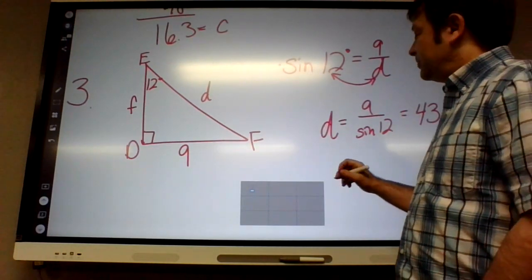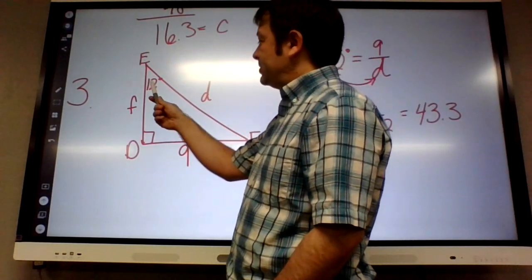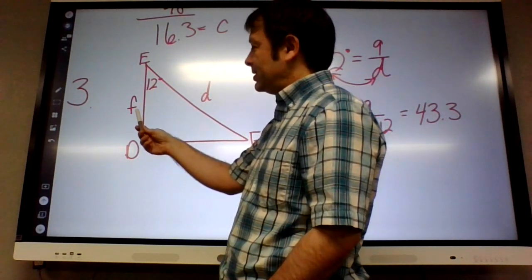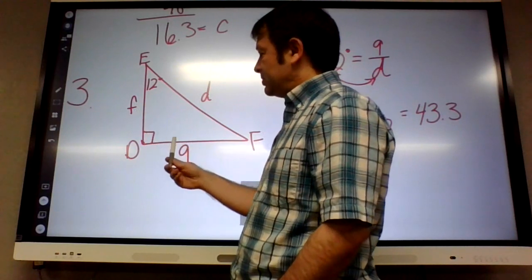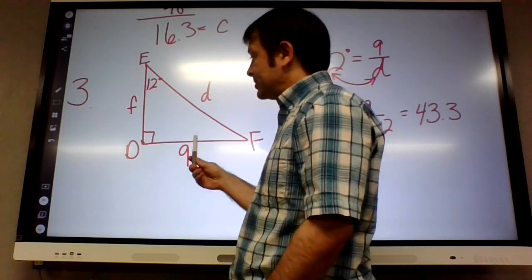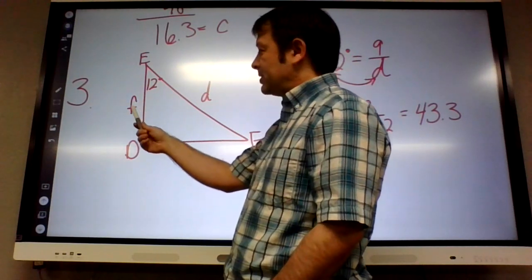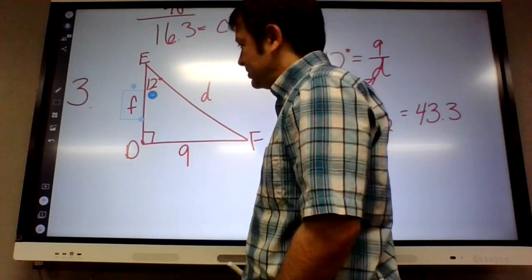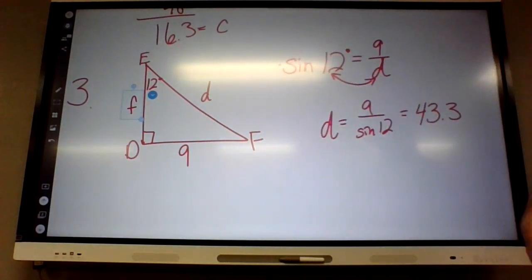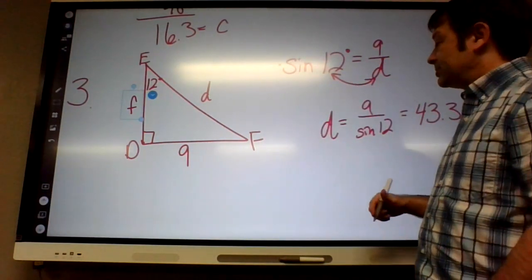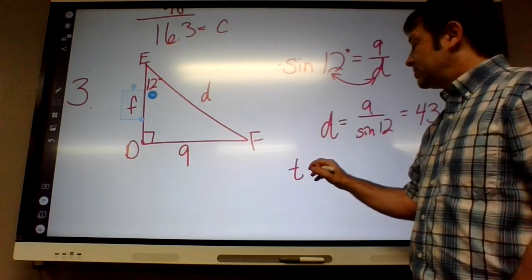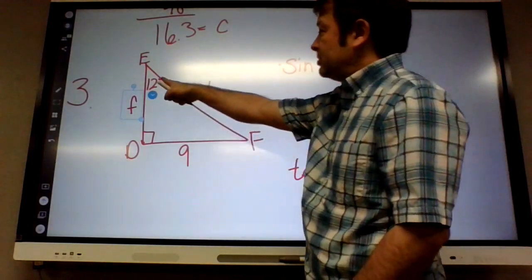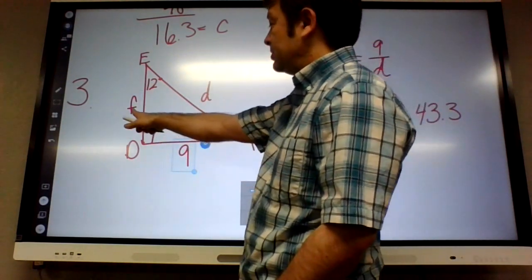Okay, and then for F, relative to this angle, F is the adjacent. And still using 9, that is the opposite. So which trig function uses adjacent and opposite, or opposite and adjacent? Tangent. TOA, opposite over adjacent. So tangent of the angle equals opposite over adjacent.